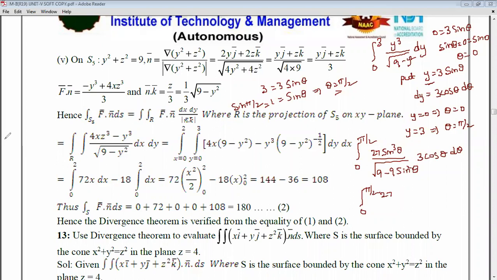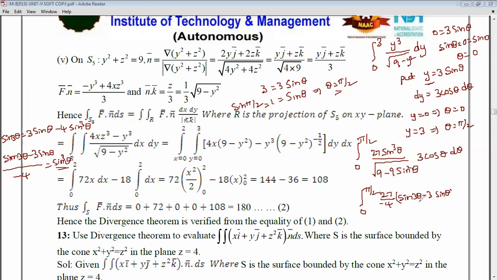So already we know the formula for sine 3 theta. Sine 3 theta is nothing but 3 sine theta minus 4 sine cube theta. I require sine cube theta, so sine 3 theta minus 3 sine theta, divided by minus 4, is equal to sine cube theta. So in place of this we can substitute in that. Simply what we'll get is 27 by minus 4 into sine 3 theta minus 3 sine theta.